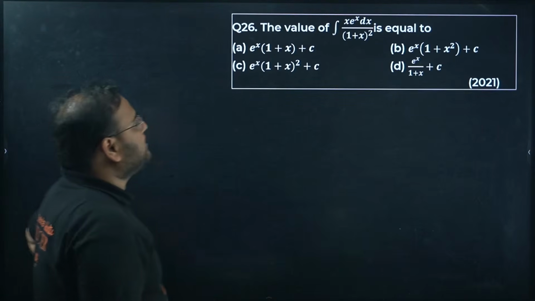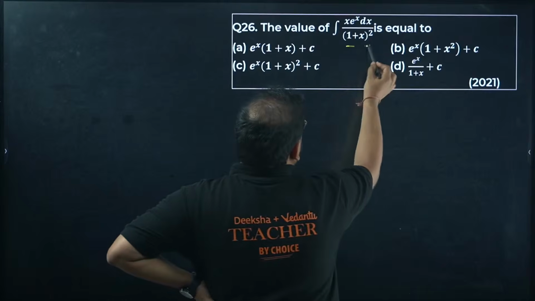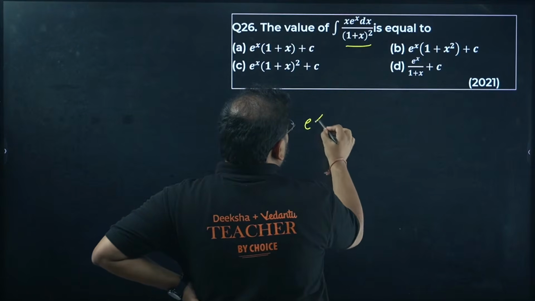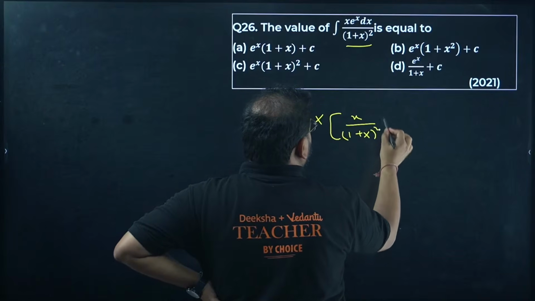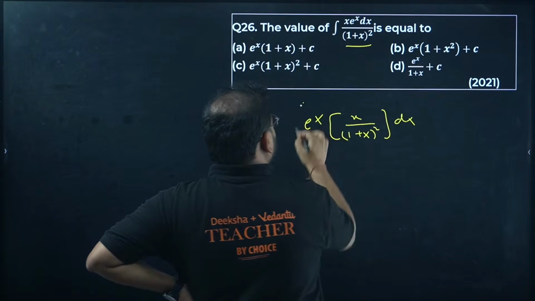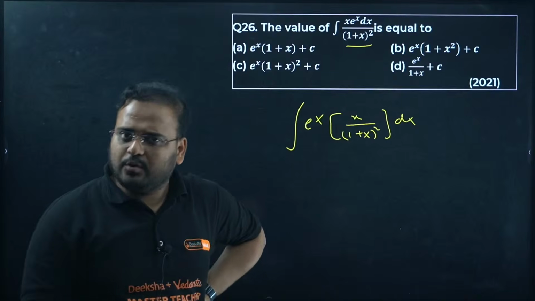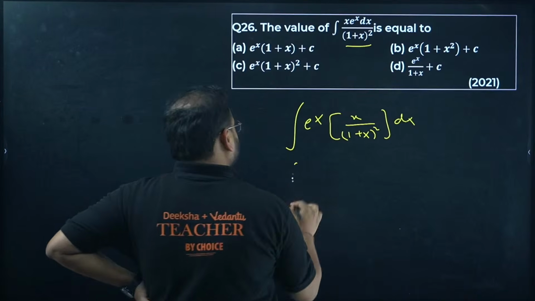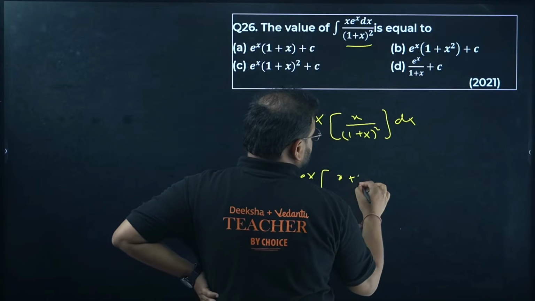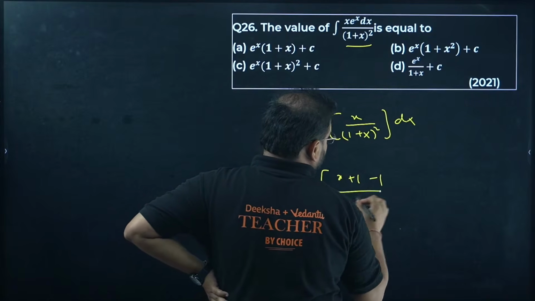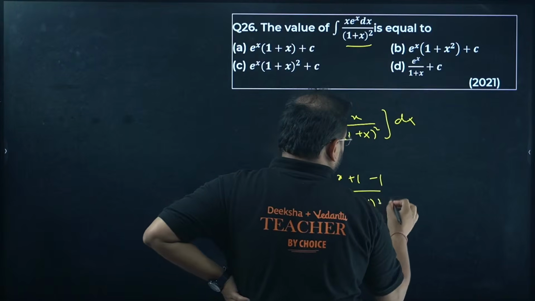26. The integral of e power x times 1 upon, okay, we have 1 plus x square over here. Simple question, right? x upon 1 plus x the whole square, we have dx, and then we have integration. Now it looks like a simple property. What is that? f of x plus f dash of x. So right here, x plus 1 minus 1 divided by x plus 1 the whole square.